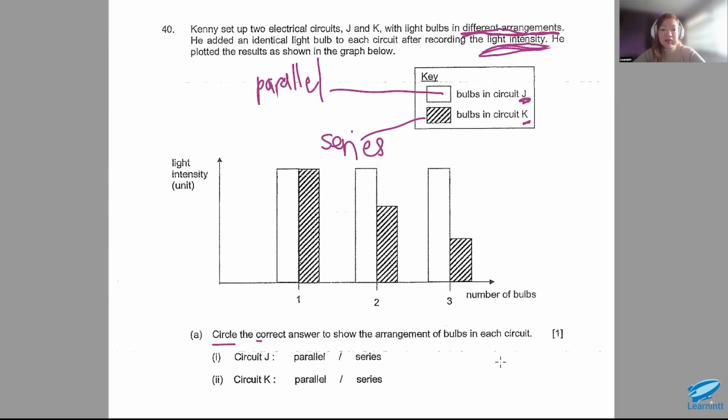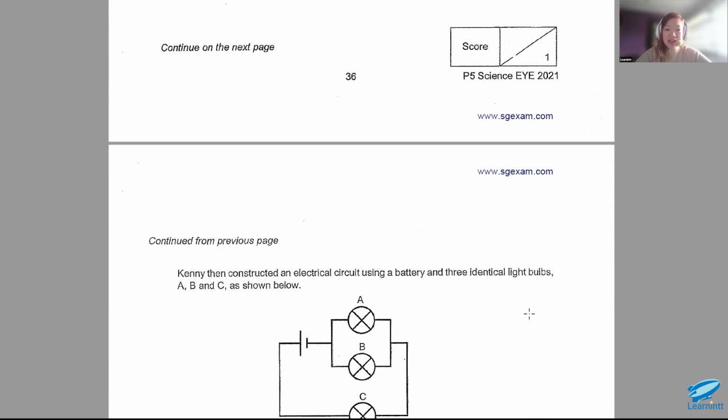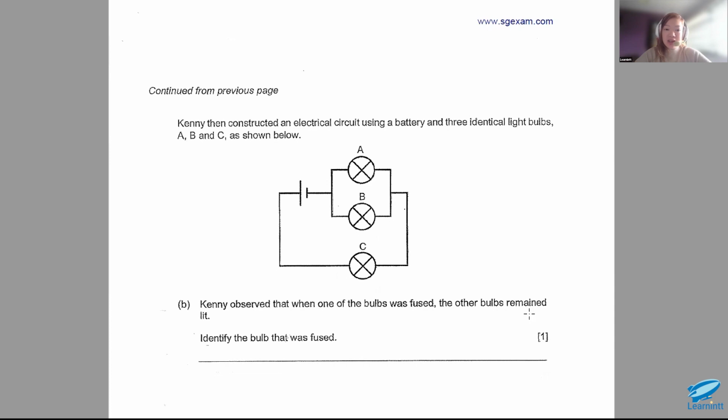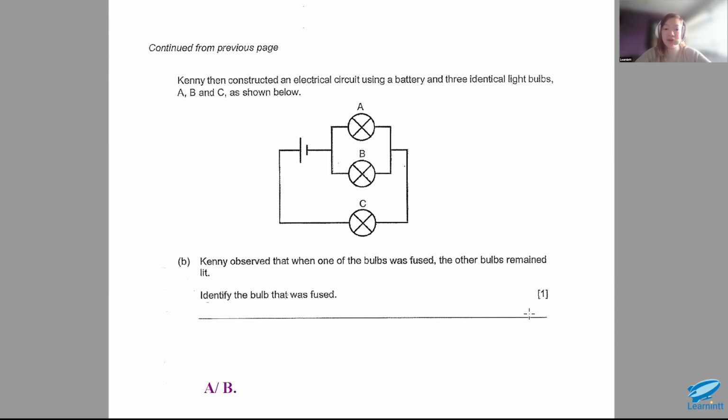So circle the correct answer to show the arrangement. Circuit J, we already know that it's parallel. Circuit K, series. 1 mark. Half a mark for this, half a mark for this. They should give you another 1 mark for figuring out, but yeah. Okay, next question. This one needs a bit of work.